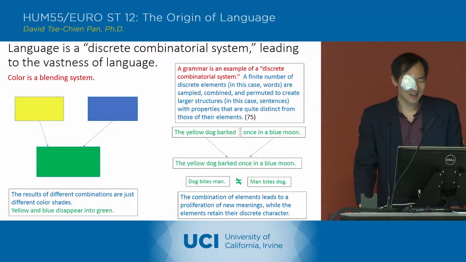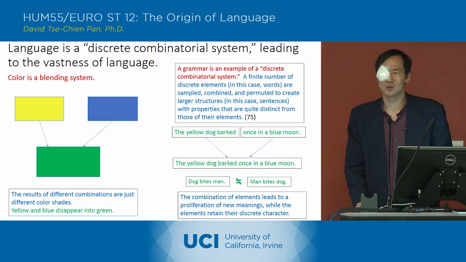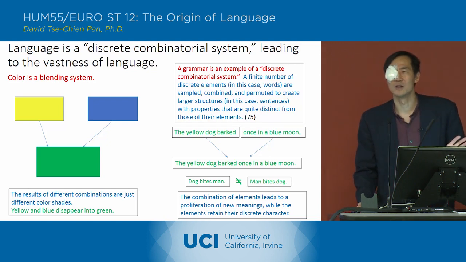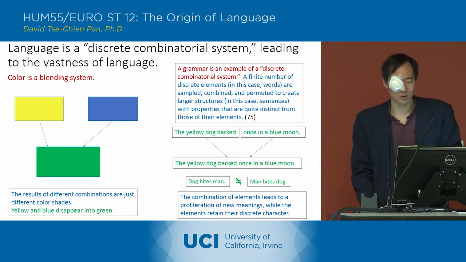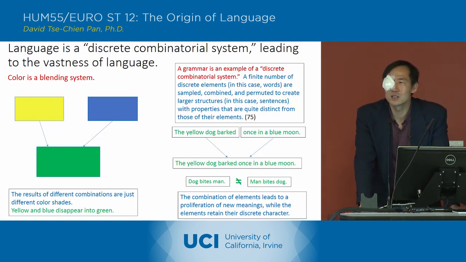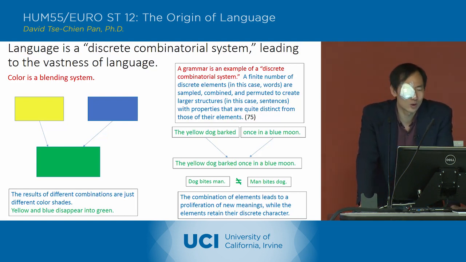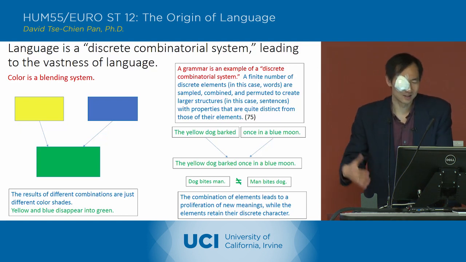Now we're going to get into the meat of things here. The first thing that he makes clear at the beginning of chapter 4, when he goes into some of the details of universal grammar, is that language is a discrete combinatorial system that leads to the vastness of language.